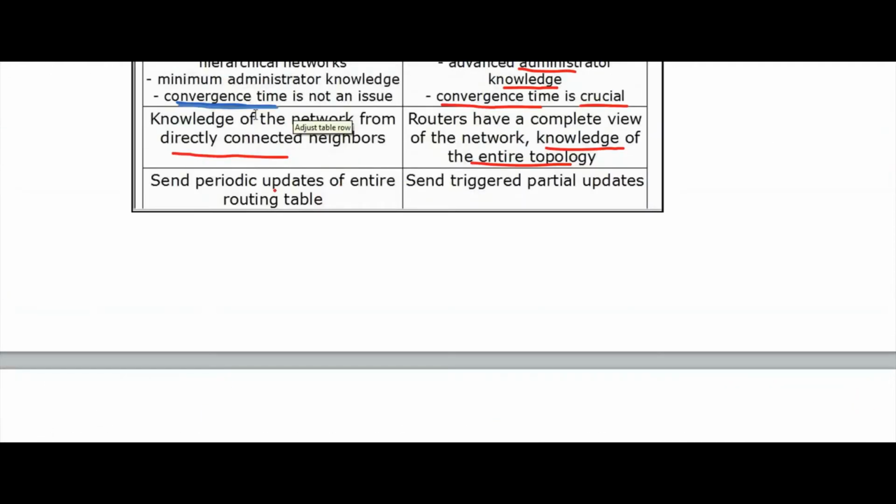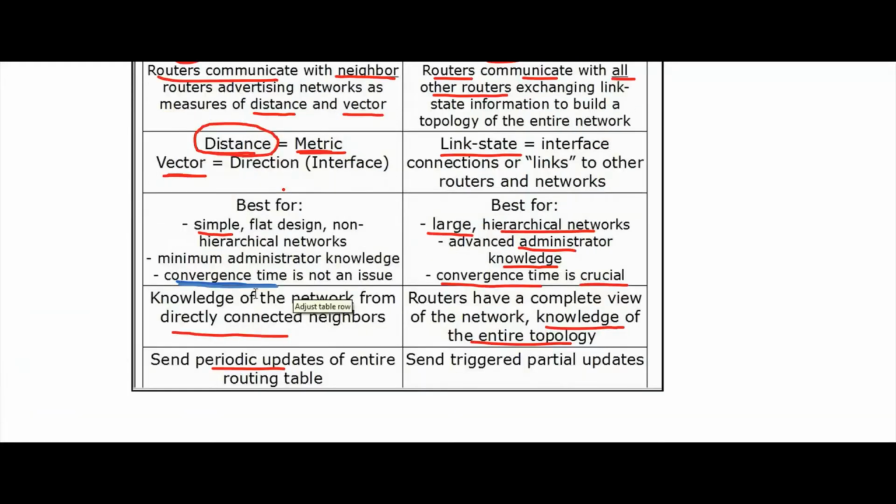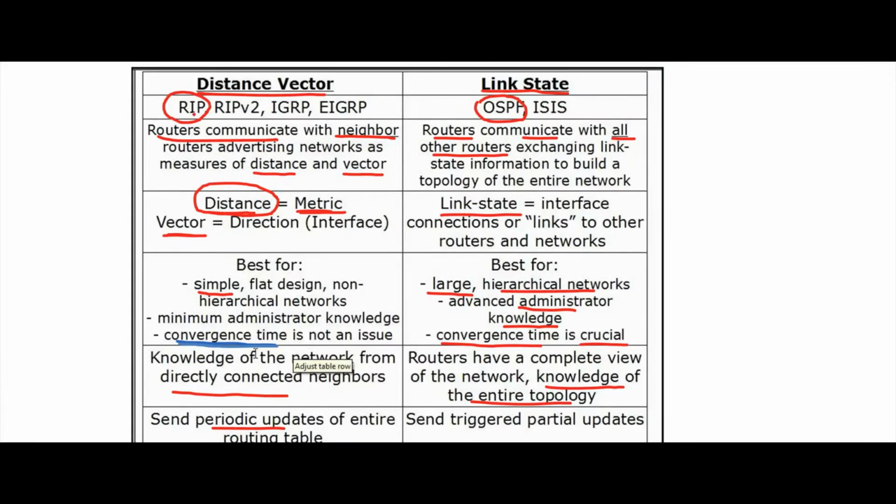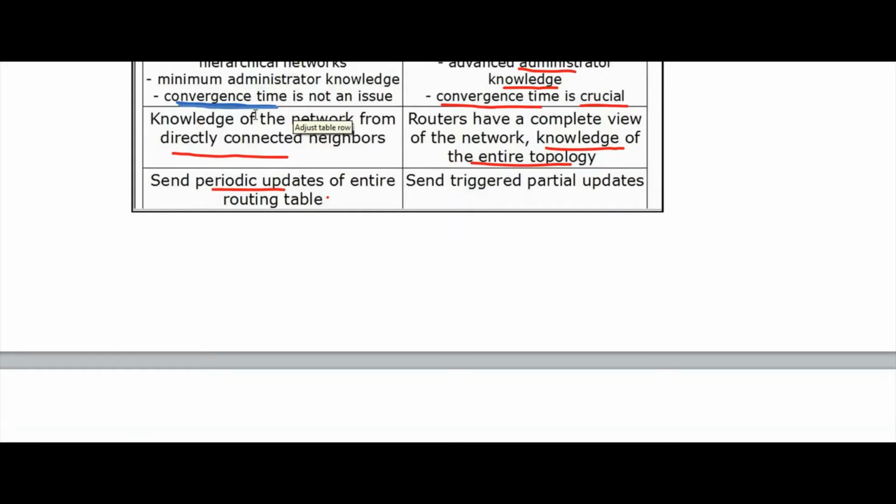Now, sending periodic updates. What is that? If you go for the RIP protocol, every 30 seconds the RIP protocol will send a broadcast packet, an update. We saw this in the last class in the lab. After you enable the RIP protocol, you can see the RIP packets going on every 30 seconds.